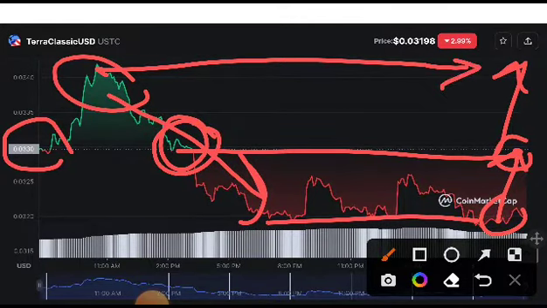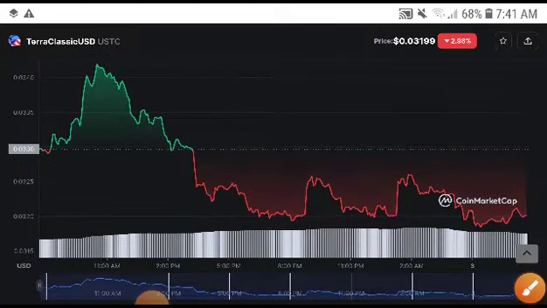All right, guys, in the upcoming 24 hours, these are the price targets. Today it will break the support line, and in the upcoming 48 hours, it will hit this target. In the upcoming 72 hours, if it breaks this highest support, there are absolutely chances the price will increase more.